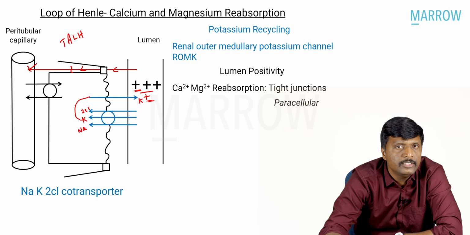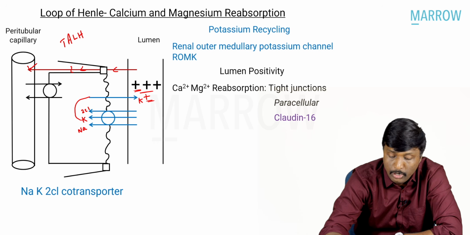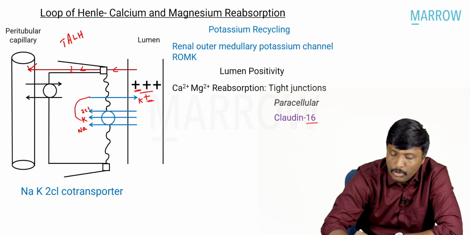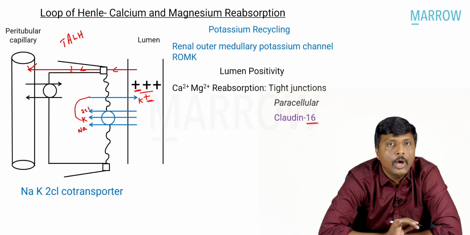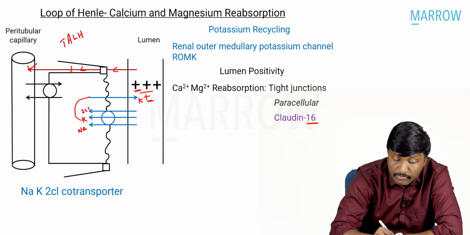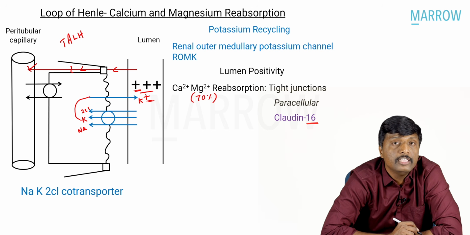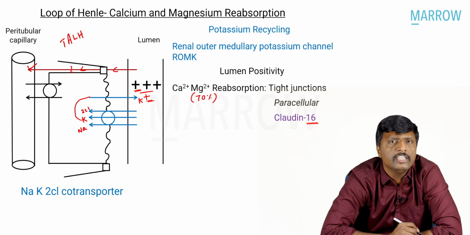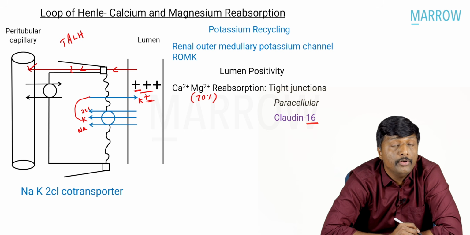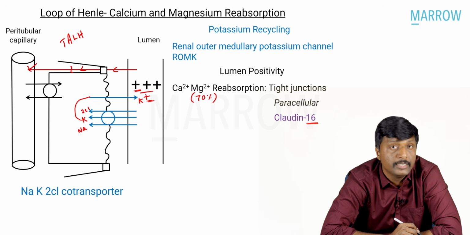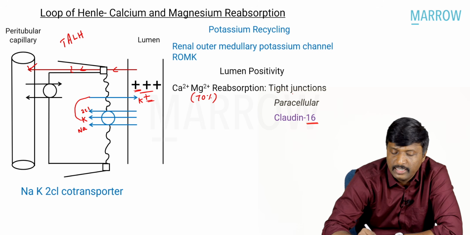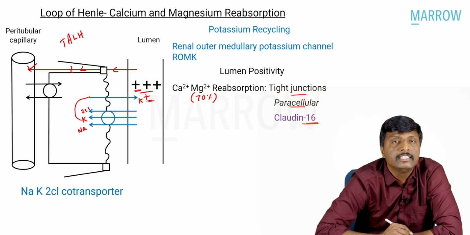Tight junction means which important protein? Claudin. It is particularly claudin 16. This is how calcium and magnesium are reabsorbed. For magnesium, particularly 70%, which is very high. Magnesium 70% reabsorption in thick ascending loop of Henle. Majority of substances have maximum reabsorption in the proximal convoluted tubule, but for magnesium it is the thick ascending loop of Henle, 70%. So, this is tight junctions, paracellular, claudin 16.